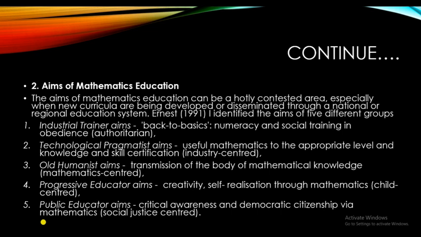Progressive educator aims are creativity and self-realization through mathematics, and these are child-centered. When we set this group of aims, basically this type of mathematics education is child-centered. The fifth group of aims of mathematics education is public educator aims. This is critical awareness and democratic citizenship via mathematics, and it is based on social justice.